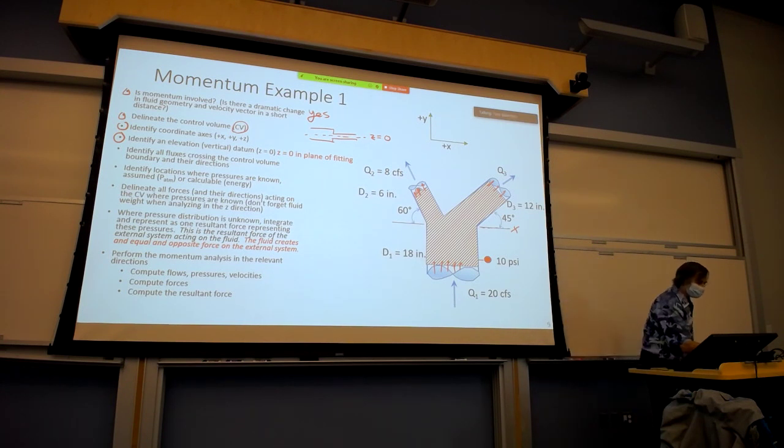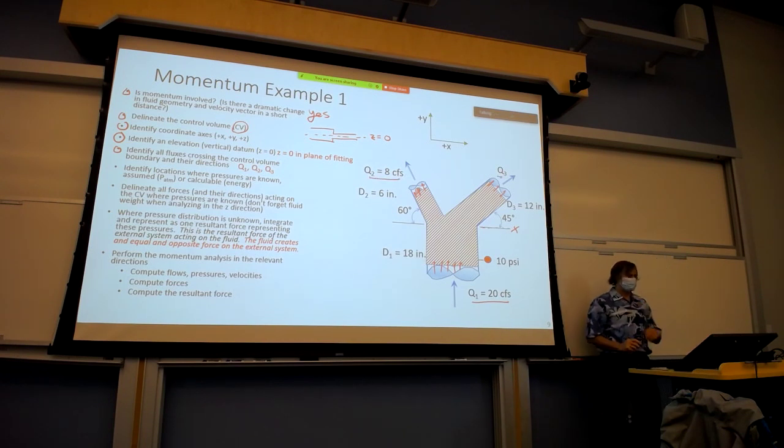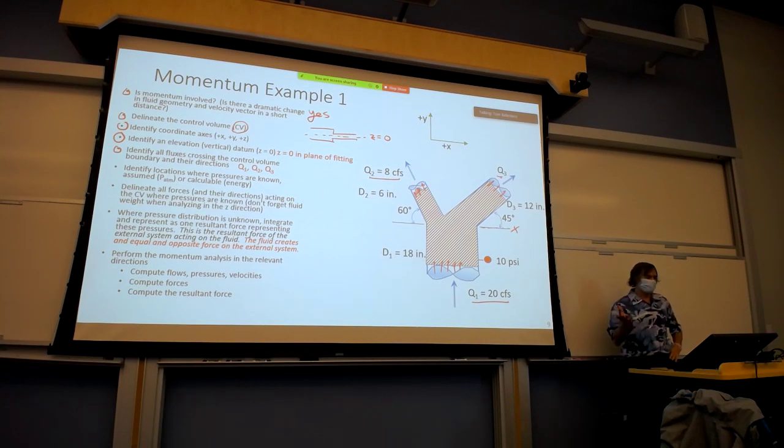Next thing, identify all fluxes crossing the control volume boundary and their directions. So I think you can see Q1, Q2, and Q3 have been called out. And so we know what those fluxes are, and we found Q3 by continuity, and we know their directions. Their directions are important because that direction is associated with the velocity vector at each location, which is going to factor into one of the two sign conventions used for the momentum flux terms, rho QV.